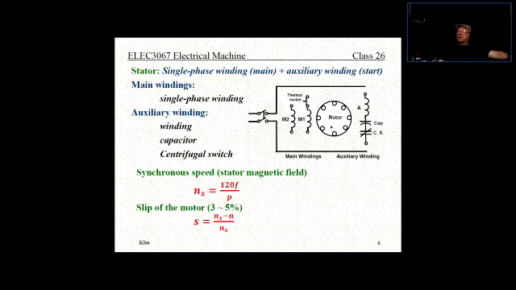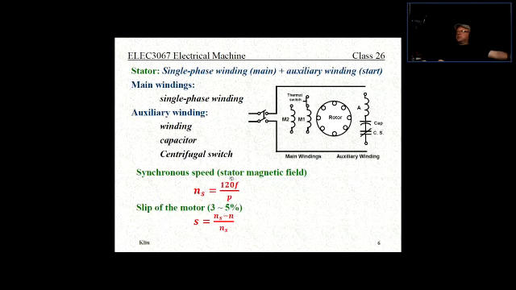Right? Then you can turn it off, and if you still have some motion, you can turn it back on, and it's going to resume the motion. But if it slows down too much, pretty much when it comes to almost a stop, then you will need to engage the auxiliary windings again. So we have the winding, capacitor, and the centrifugal switch.